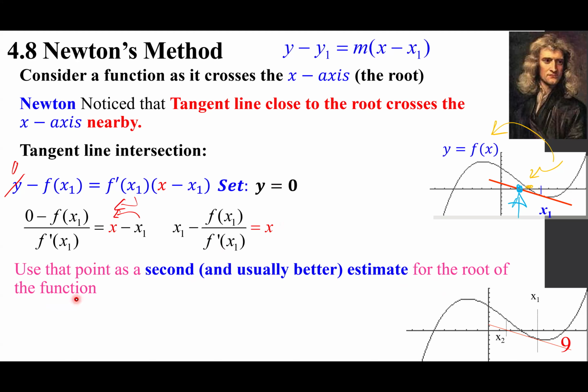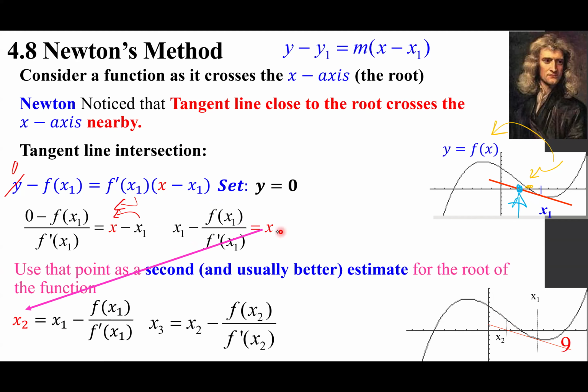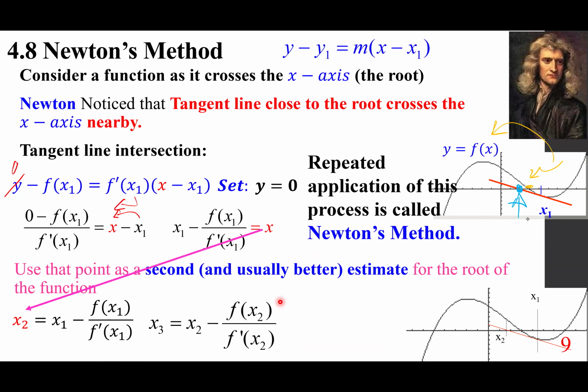So you have x sub 1, then x sub 2 is here. So you draw the tangent line here. That's the idea. So x sub 2 is x sub 1 minus f of x sub 1 over f prime of x sub 1. We call it x sub 2 rather than just x. If we continue, x sub 3 is x sub 2 minus f of x sub 2 over f prime of x sub 2. Repeated application of this process is called Newton's method. And x sub n plus 1 is x sub n minus f of x sub n over f prime of x sub n.